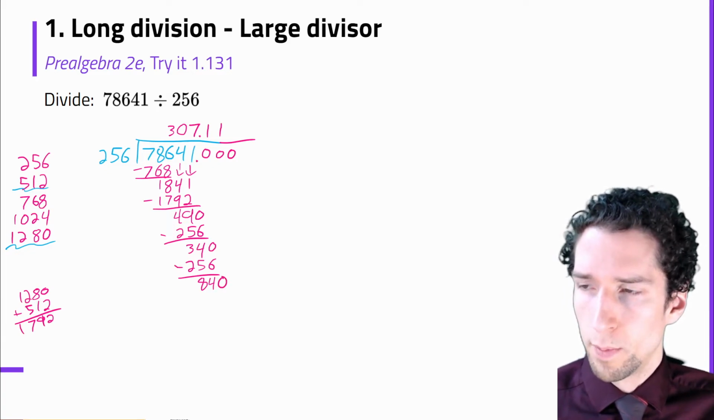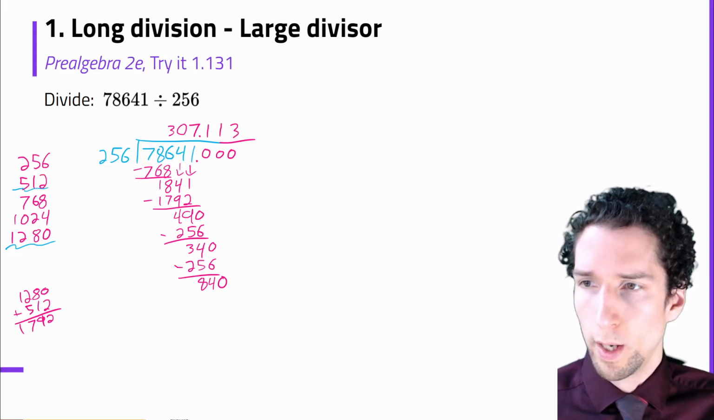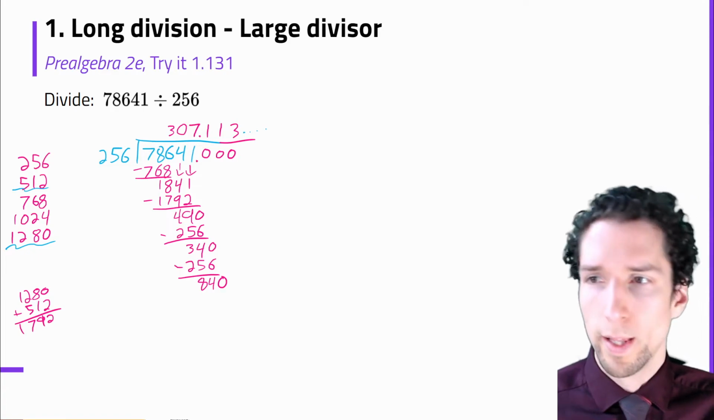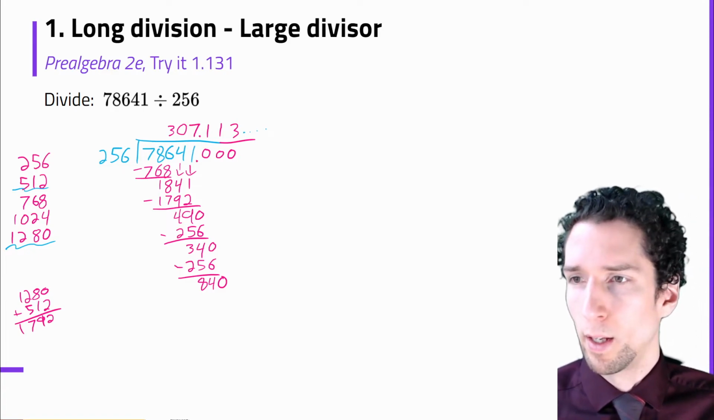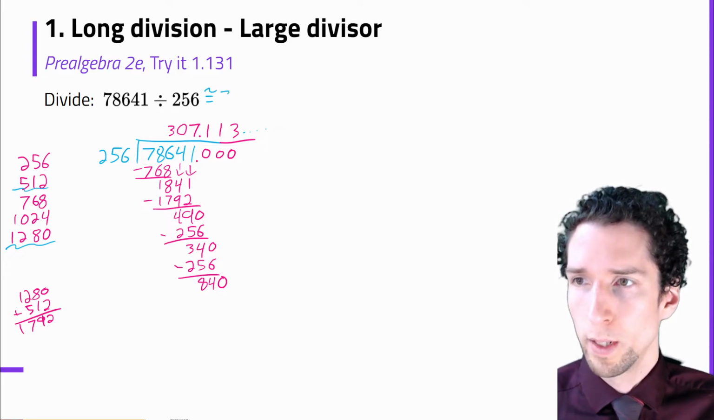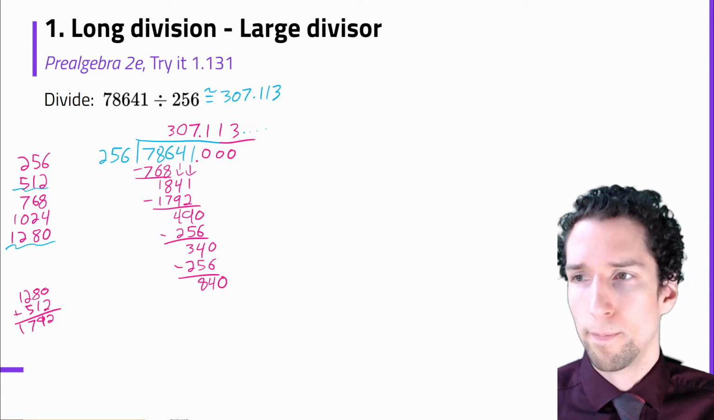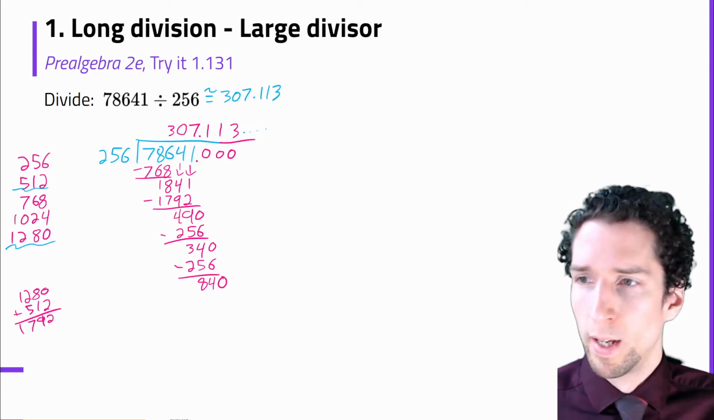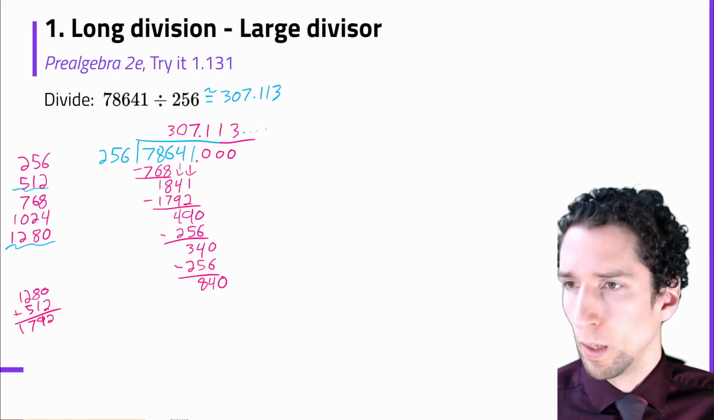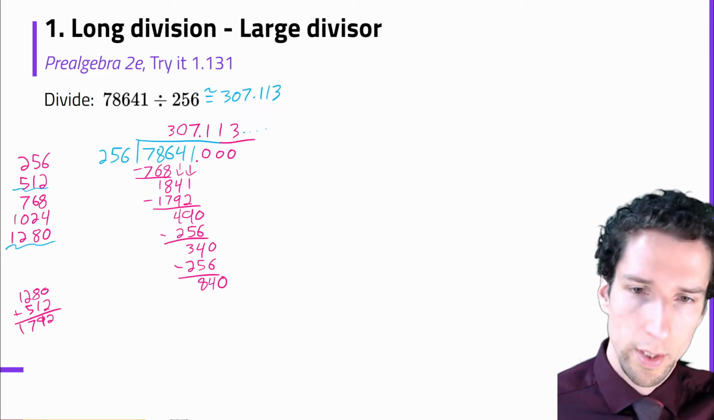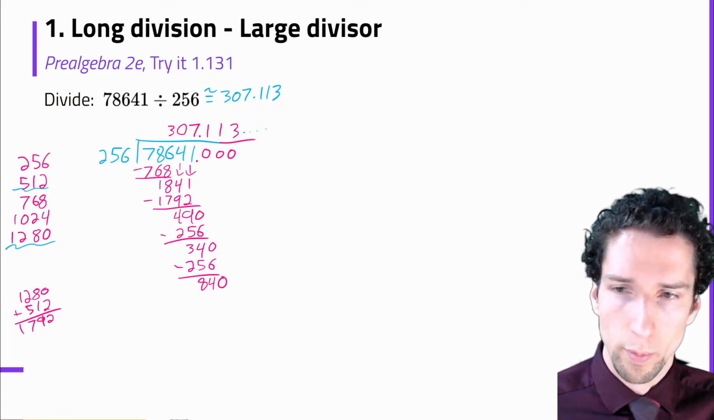840, we already have these multiples figured out on the side. That will go in 3 times. But here I'm gonna say, you know, that's all right. I think I'm happy with this. So 3 decimal places, we'll say our answer is approximately 307.113, and then that's enough. Okay, so there is first example, first practice one for me.